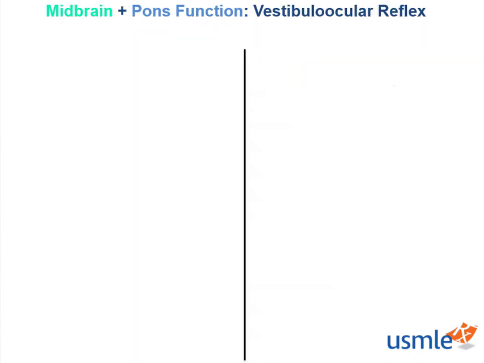The vestibular ocular reflex uses cranial nerve 8 in the pons for its afferent limb, and cranial nerves 3 and 4 in the midbrain, and cranial nerve 6 in the pons for its efferent limb, as these nerves control eye movements. The easiest way to understand this reflex is with an example.